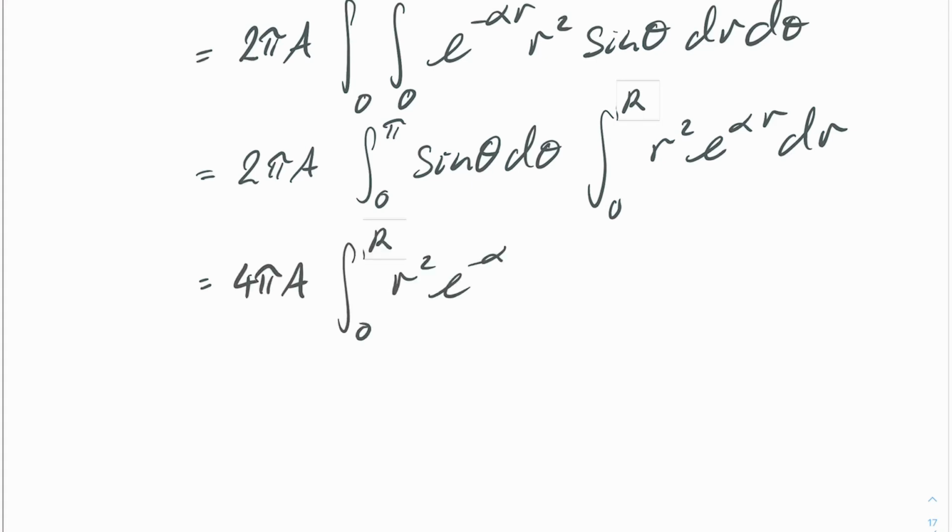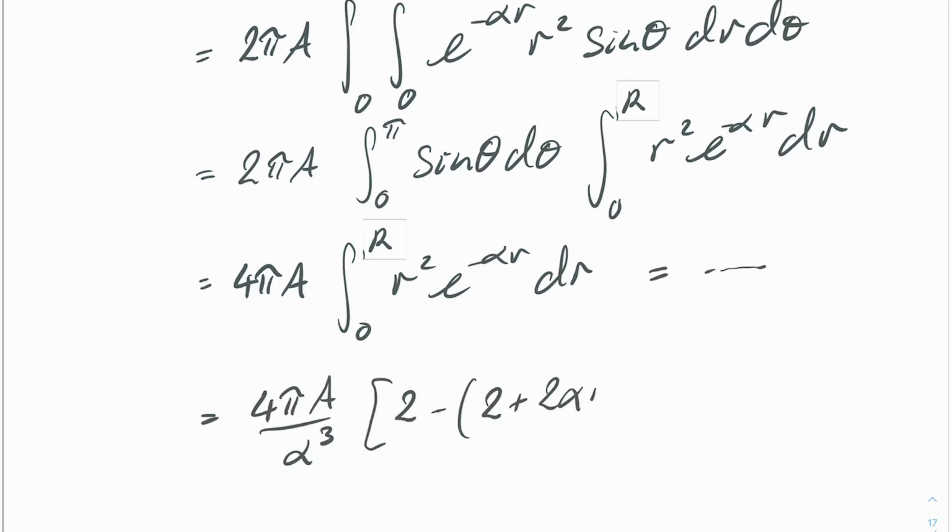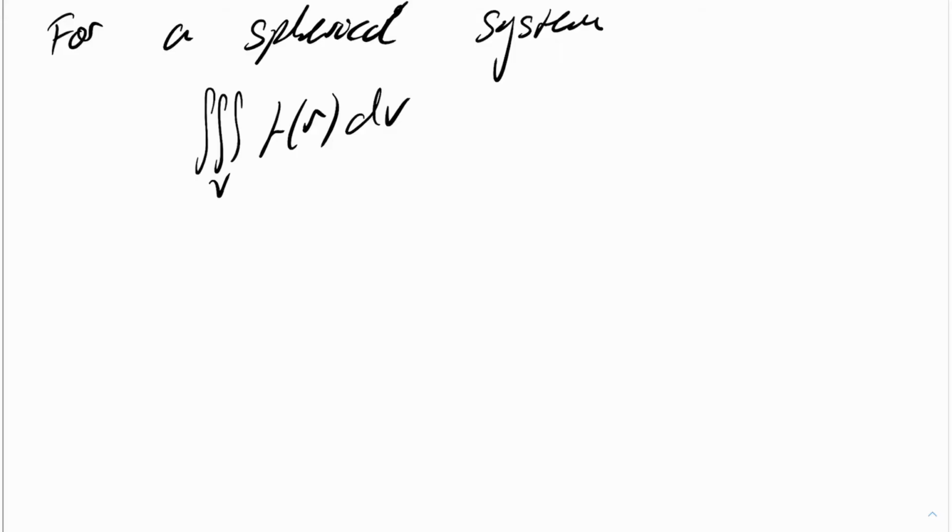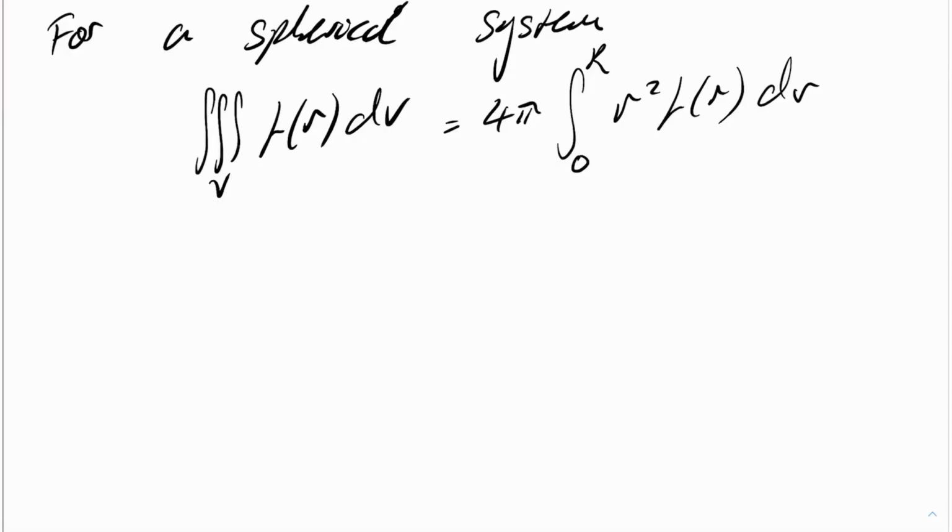And this is a whole faff to integrate by parts, but it's not very complicated. And then this becomes a slightly untidy looking function of alpha, R and a. Now, a key point to take away from this is that in general, for a spherically symmetric system, where I'm integrating over some region V, if the system is spherical and the volume is spherical, then this is just equal to 4 pi times the integral from 0 to R of r squared f of r dr. So it reduces to a one-dimensional integral quite quickly.